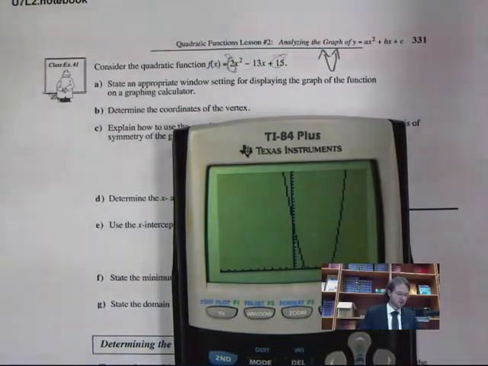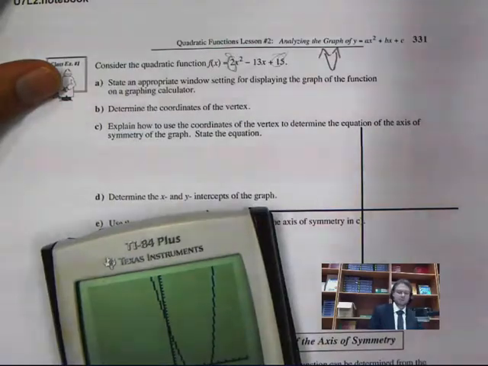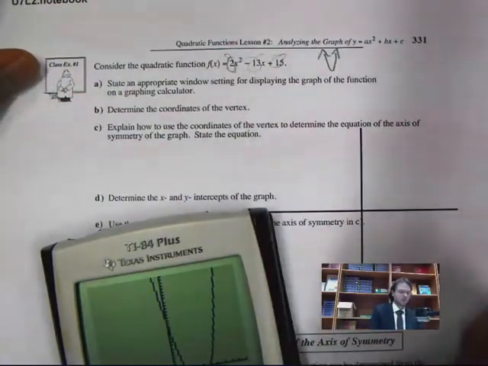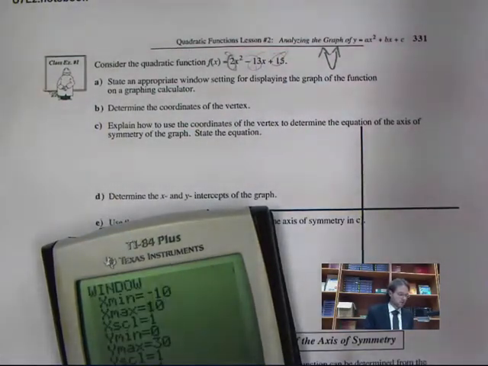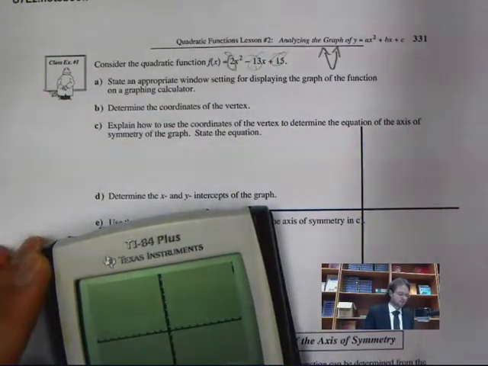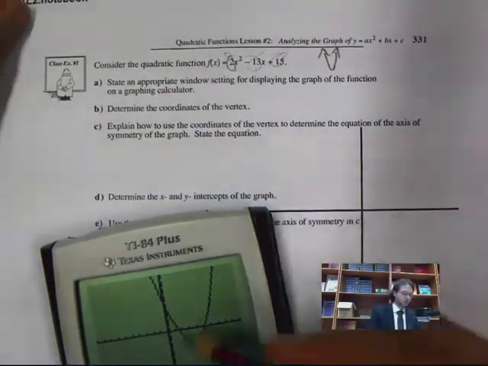Let's see what it looks like. My graph looks like that. Well, isn't that interesting? This negative 13x really must have done something. Now, what does that do? This must mean it's downward. So let's take a look at it. We're going to go to my window, and we're going to put a negative 20. There we go. So here is an appropriate window.